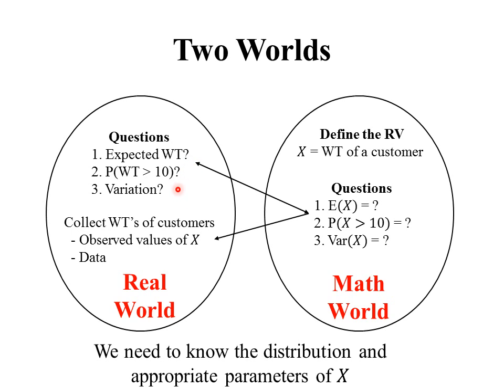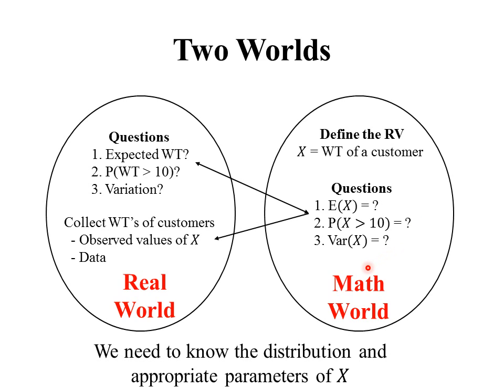What's the variation? Over here in the math world, we define this random variable x to be the wait time of a customer. And then our questions in terms of x are: what's the expected value of x? What's the probability that x is greater than 10? What's the variance of x? So if we know the distribution and the appropriate parameters of that random variable, then we can very easily calculate these three quantities and we have the answers to our questions.